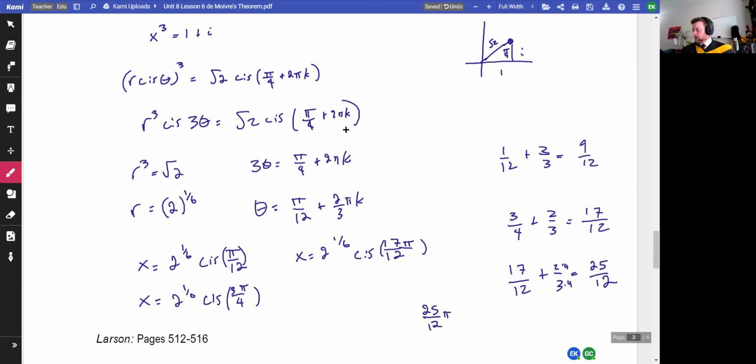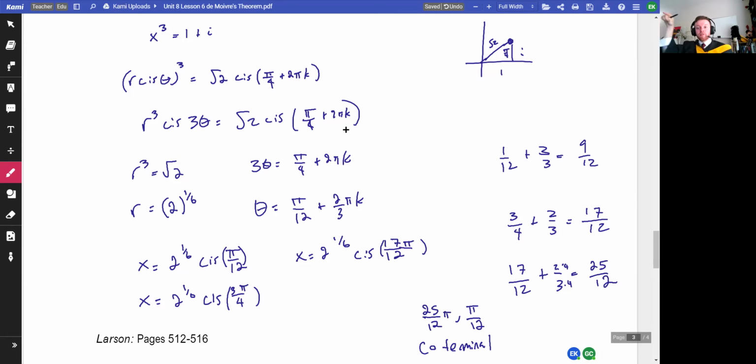25/12 pi and pi 12ths are coterminal. They will output the exact same rectangular coordinate as 2 to the 1/6 pi over 12. We've exhausted all of the possible roots because we are just going to end in a cyclic pattern.